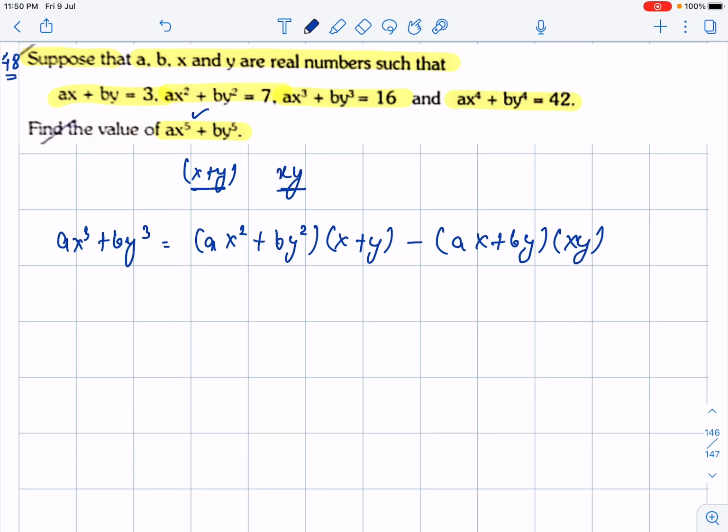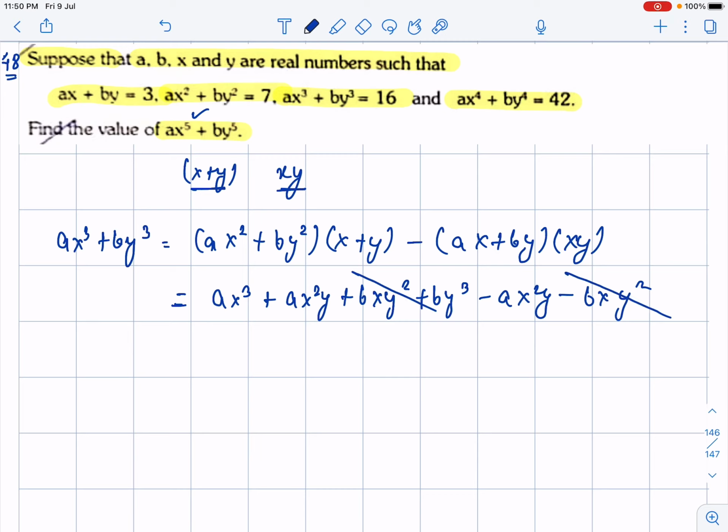Now you might be wondering how. Guys, when I multiply it and resolve it, we will get the LHS. So we will get ax cube plus ax square y plus bxy square plus by cube minus ax square y minus bxy square. So this will get cancelled with this, and this will get cancelled with this. So finally we will have ax cube plus by cube. So we have the LHS also the same thing. That's why it is getting verified.